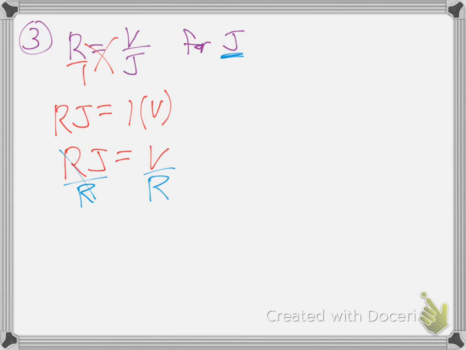Boom. J is alone. J is V over R. Make sure when you type it in, all caps. All these letters are capitals. So when you type in the answer, use all capitals. Sometimes it does have lowercase letters. You have to follow whatever case they use.